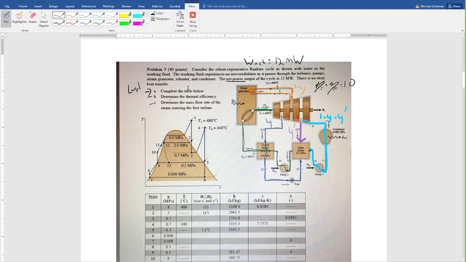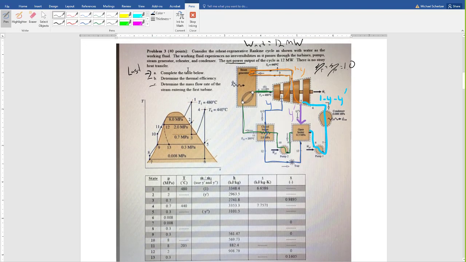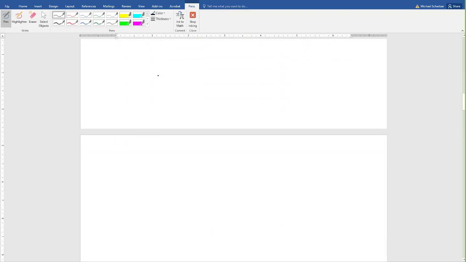Okay, so first we want to find the thermal efficiency, and then we want to find the mass flow rates, right? So this basically is saying find y. It's kind of a weird way to say it. Determine the mass flow rate of the steam entering the first turbine. So that's the total mass flow rate. But I think to do that, we're probably going to have to find y and y prime and everything too, right?